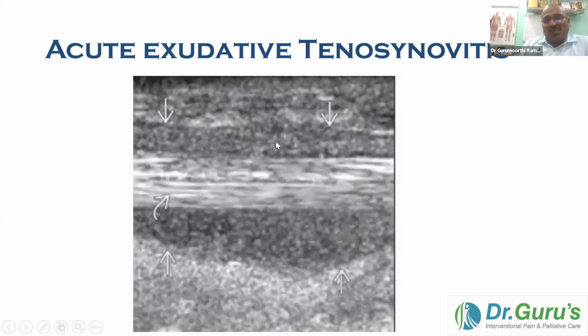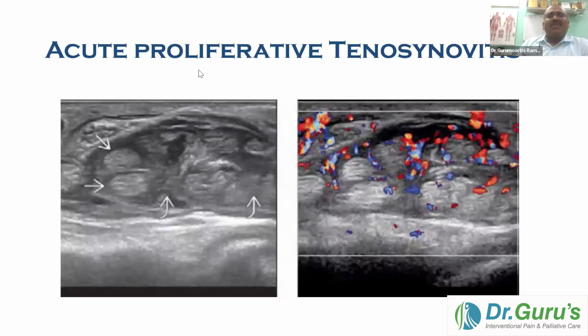But in between, you will see more hyperechoic areas. The hyperechogenicity will be like this. In acute cases we can't see the post-acute shedding, but you can see multiple speckles of calcium, the gouty crystals deposited. That is the most common cause, we can say, for causing acute exudative tenosynovitis. Then the second is acute proliferative tenosynovitis.